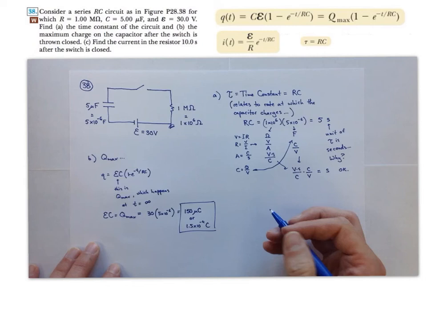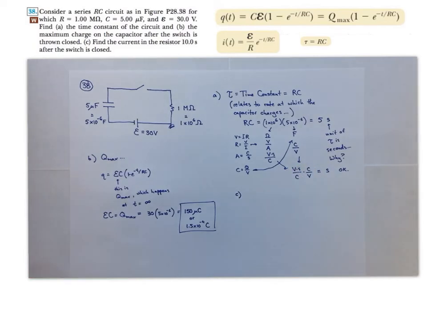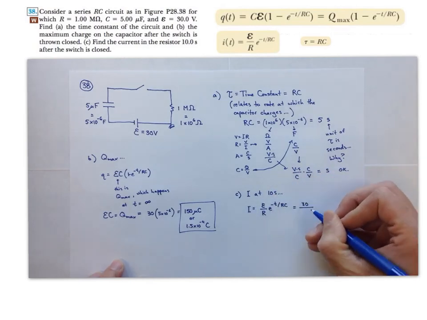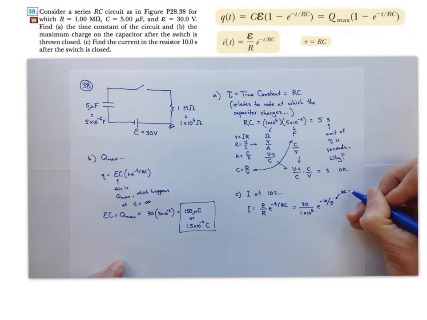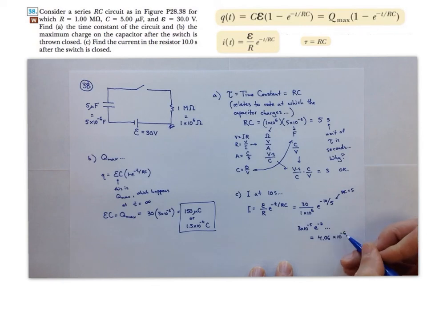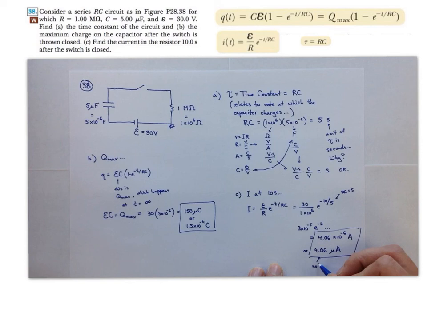All right, now it did ask for the current at some particular time, so let's see how this goes. I'm going to be using that equation I wrote up top. I'm not sure why they use a lowercase i for current, but there it is. Reminder, we're plugging in 5 for RC, because that's what we got above. Okay, and there it is. So plugging in 10 seconds for the time, 5 seconds for the time constant, and then the values of EMF and R, we end up with 4.06 microamps, which is really not an awful lot.